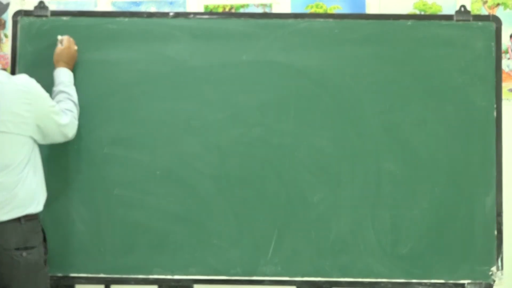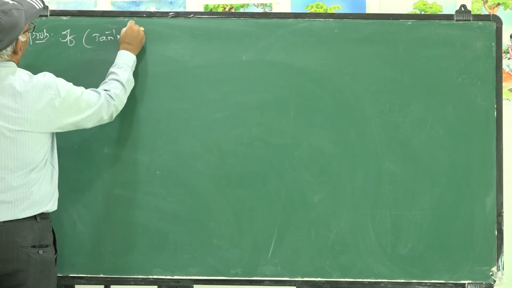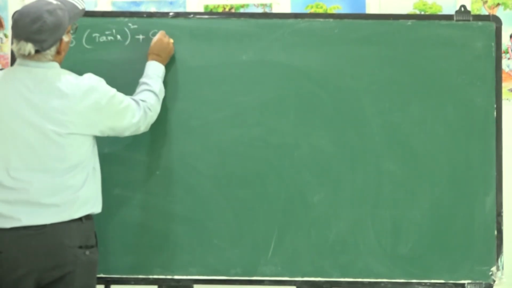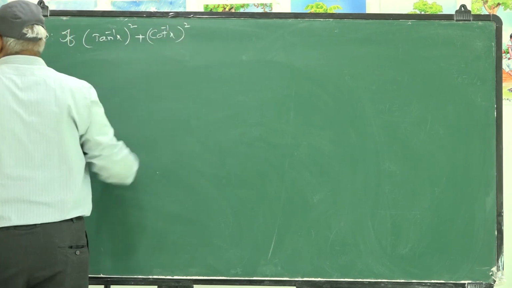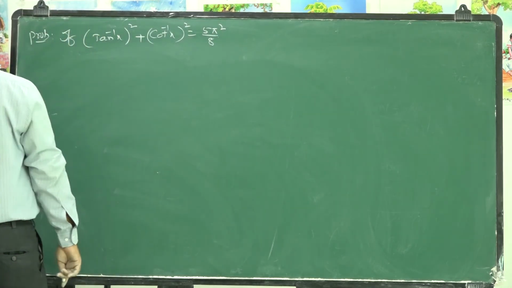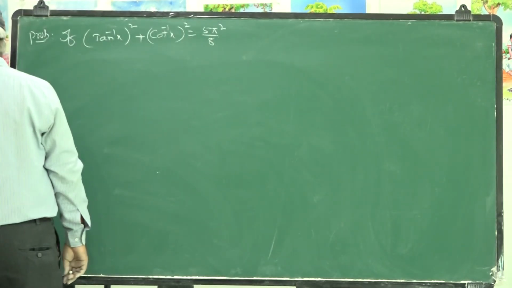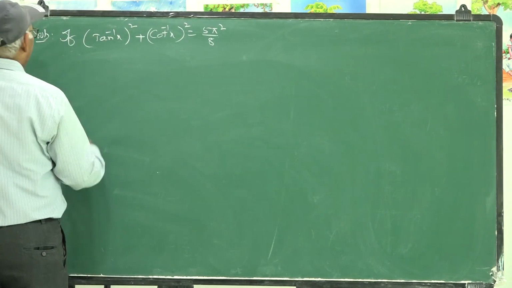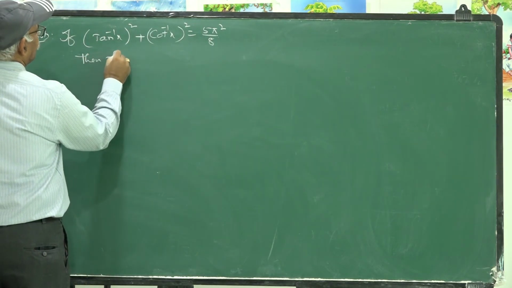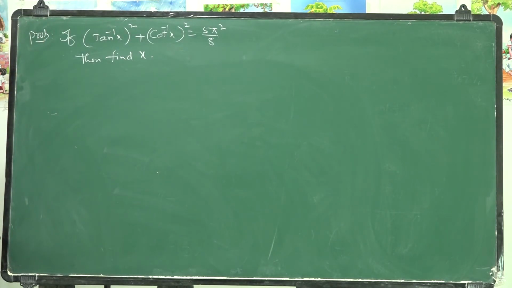This is also one important problem. If tan inverse x whole square plus cot inverse x whole square is given as 5 pi square by 8, then find x.